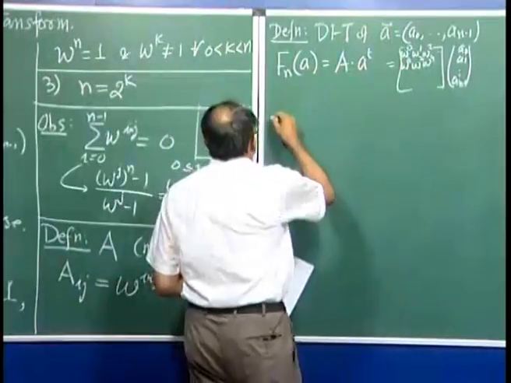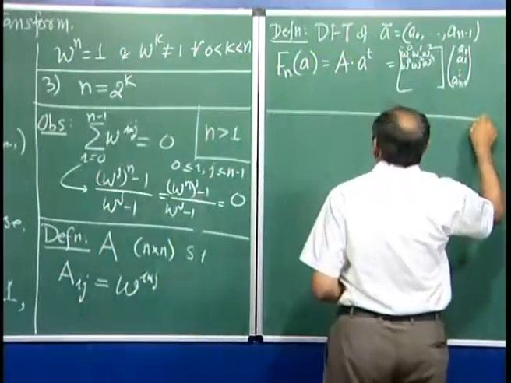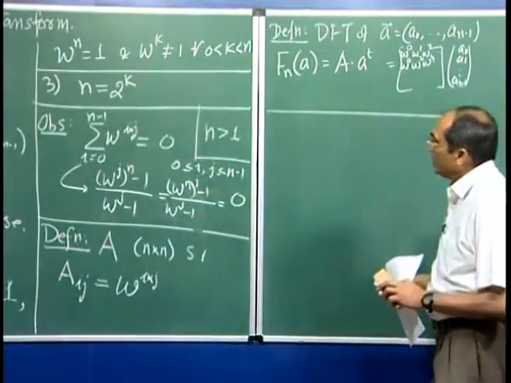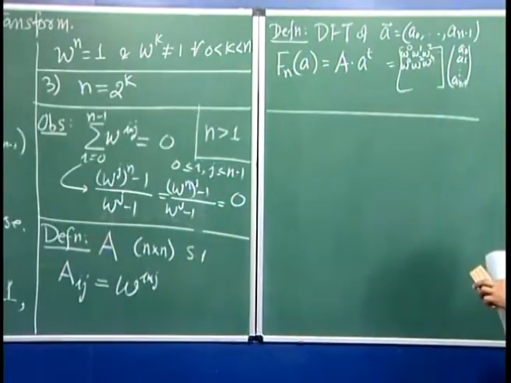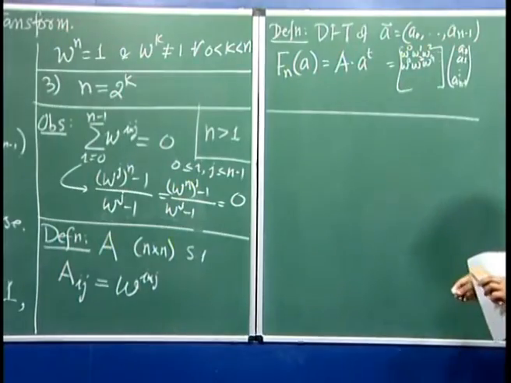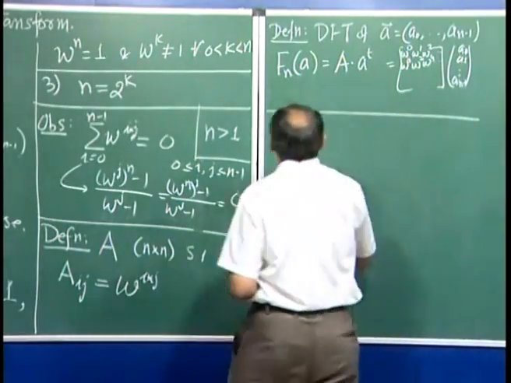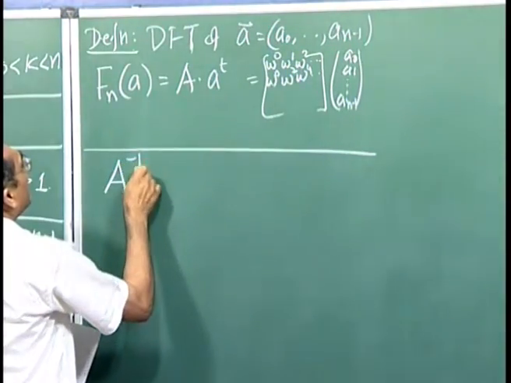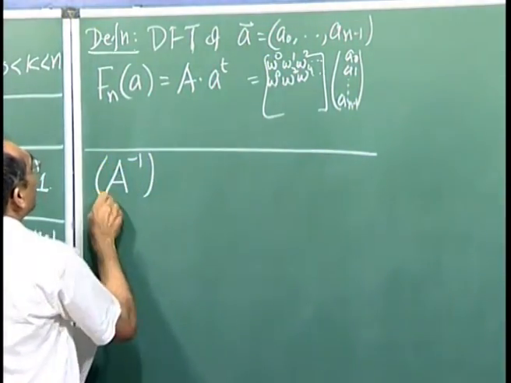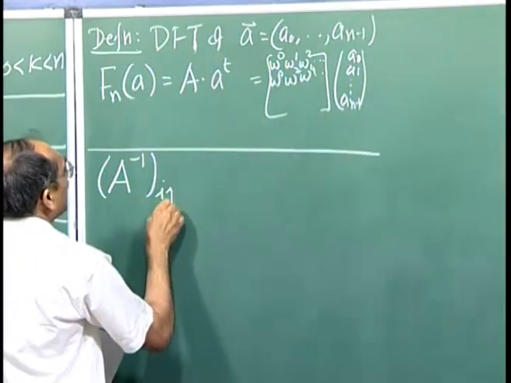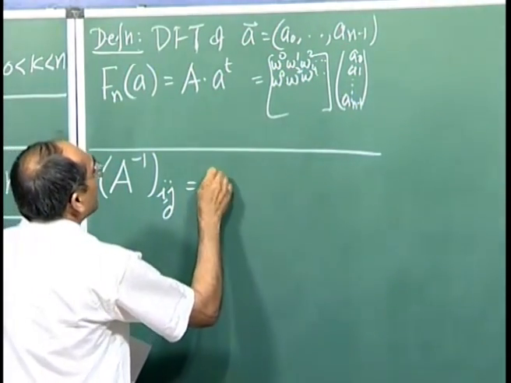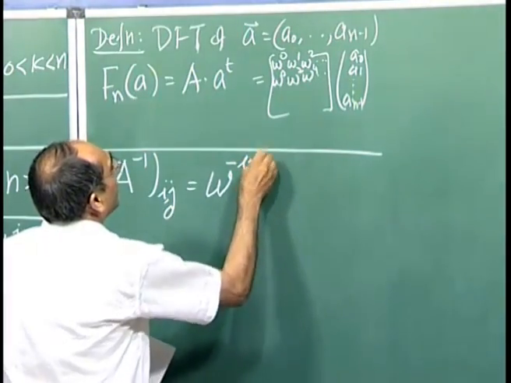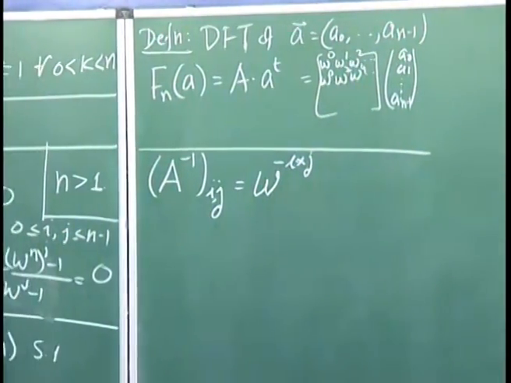Now, using this result, we will show that there is an inverse transform. So, let us define A inverse as the matrix whose ijth element is w power i times j with a negative sign. So, this is the matrix.